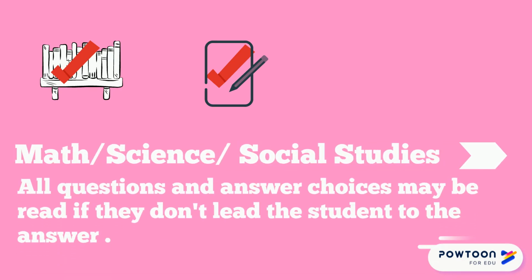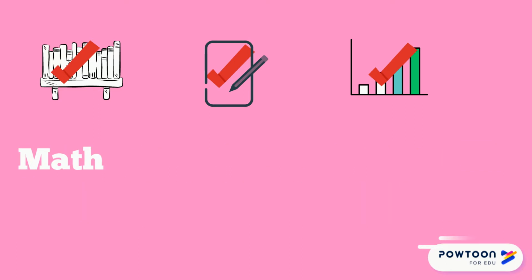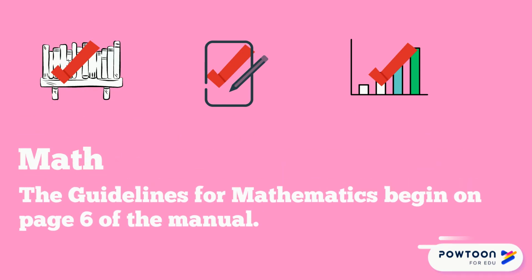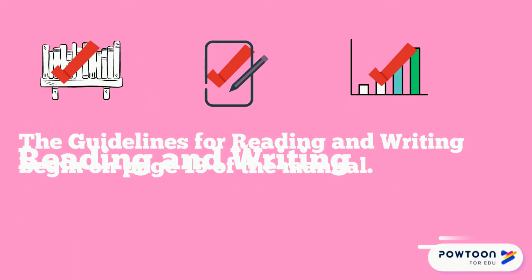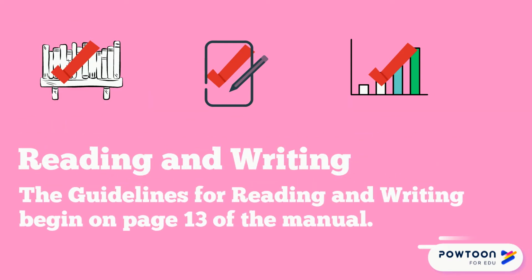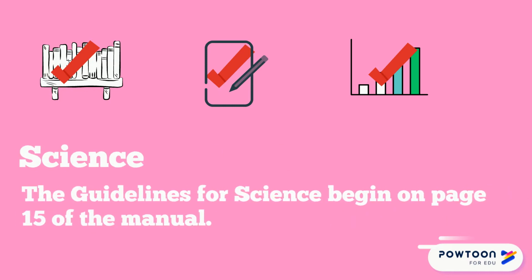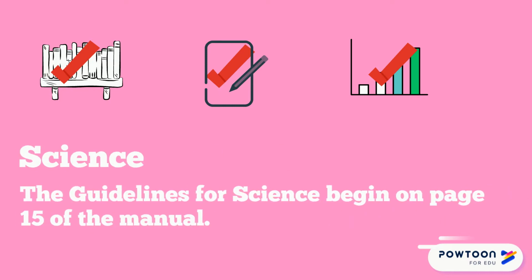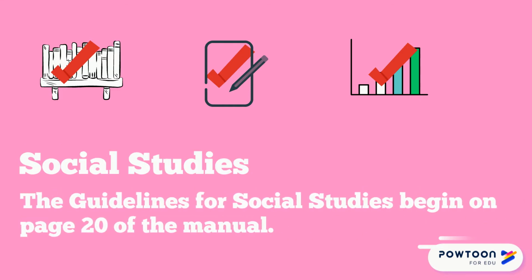On the math, science, and social studies assessments, all questions and answer choices may be read aloud as long as they don't lead the student to the answer. The guidelines for math begin on page 6 and have been updated to include more specificity to help. The guidelines for reading and writing begin on page 13 with additional clarifications this year. The guidelines for science begin on page 16 of the manual. And the social studies guidelines begin on page 21 of the manual.